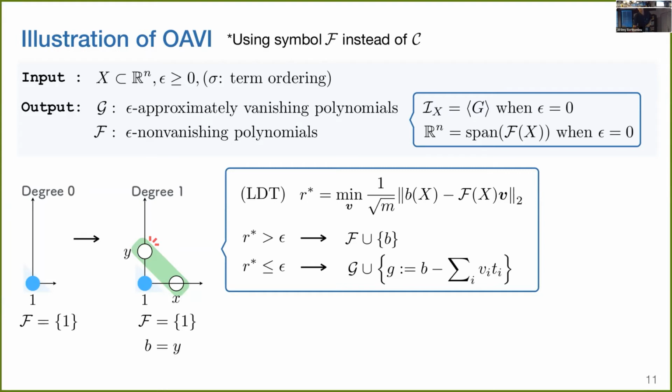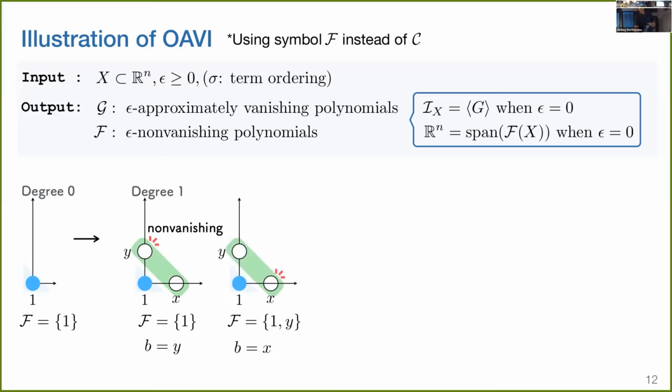Okay, and then things go similarly. In this case we assume Y didn't give any good approximately vanishing polynomial. So F now becomes 1 and Y. Okay, and then now we check X. So we check X and do similar things. We solve similar things and assume that, okay, now we get some good polynomial here.